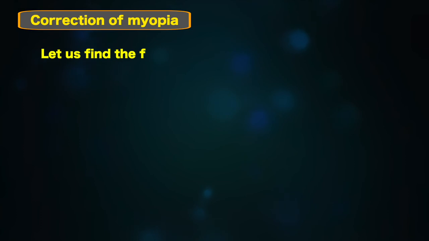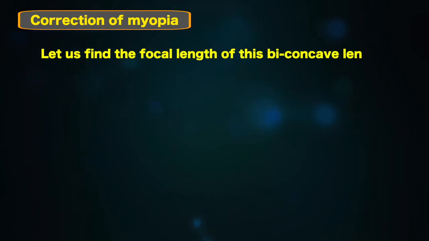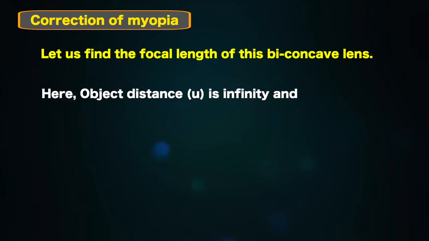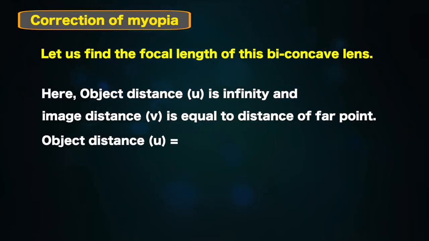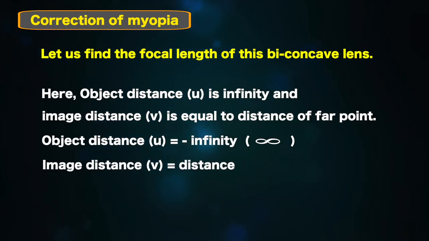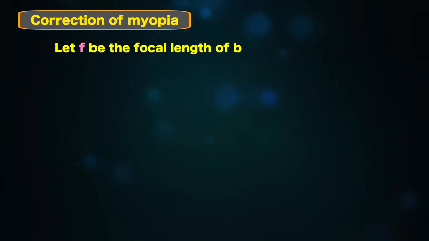Let us find the focal length of the biconcave lens. Here, object distance u is infinity and the image distance v is equal to the distance of the far point. Object distance u is equal to minus infinity. Image distance v is equal to the distance of the far point, that is equal to minus d. Let f be the focal length of the biconcave lens.